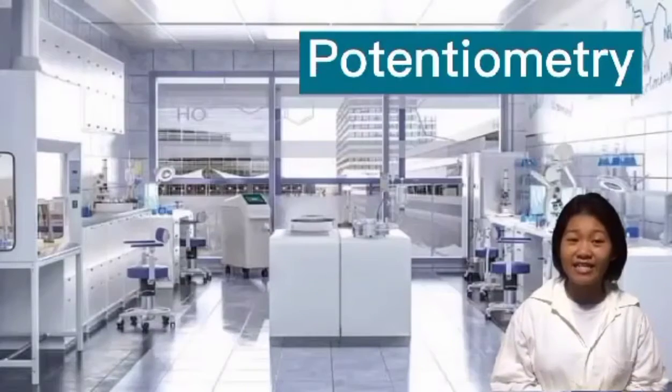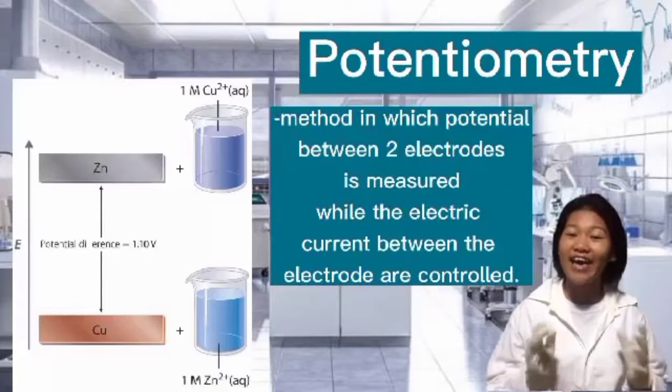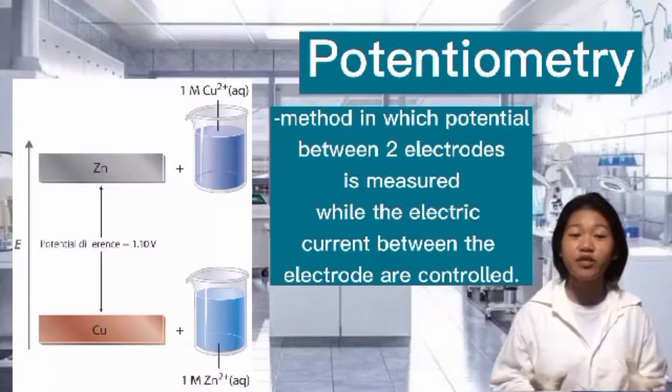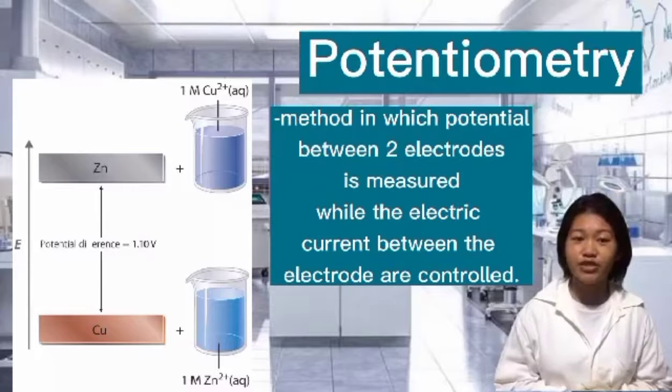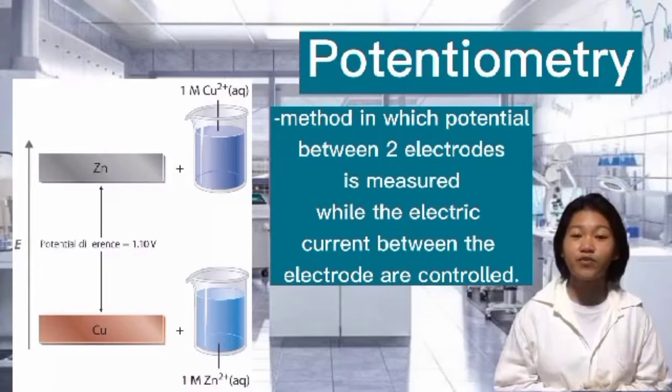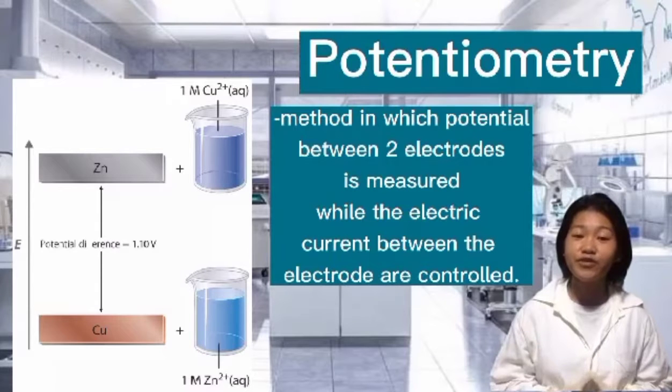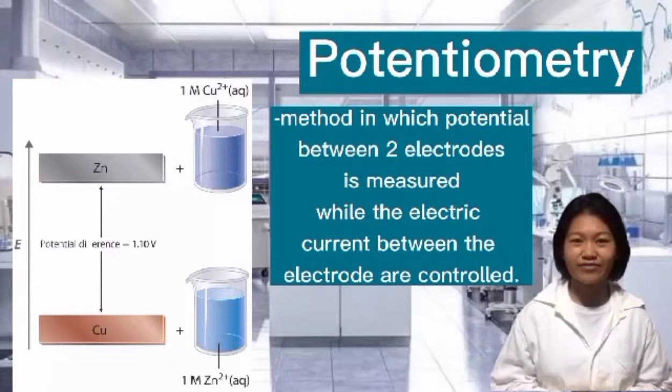In chemical analysis, potentiometry is a method in which the potential between two electrodes is measured while the electric current between the electrodes is controlled. Therefore, it is very useful as a quantitative method.